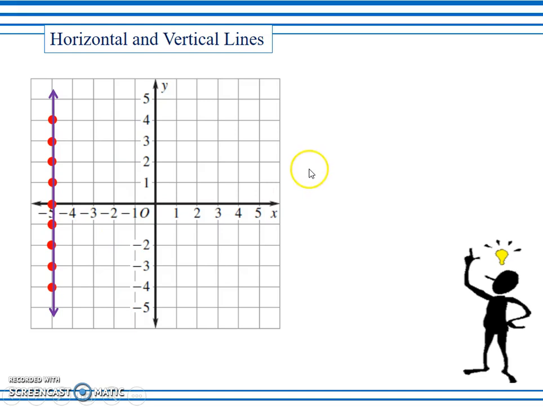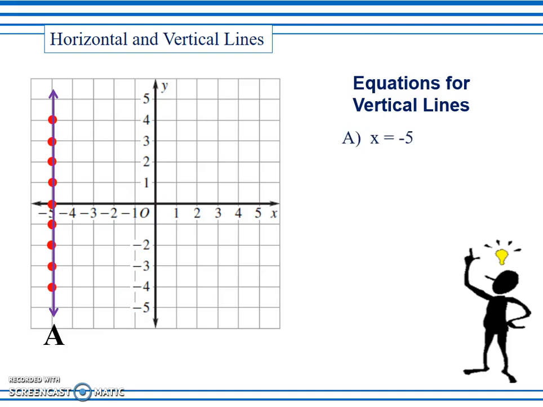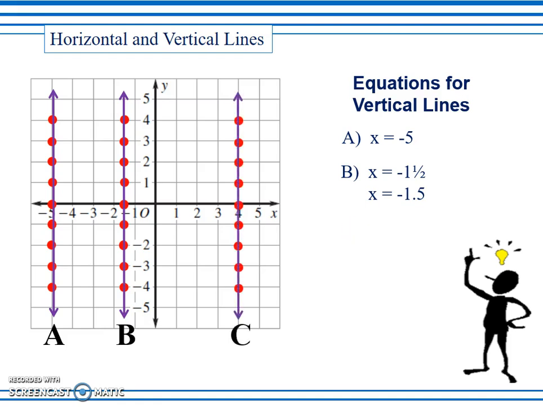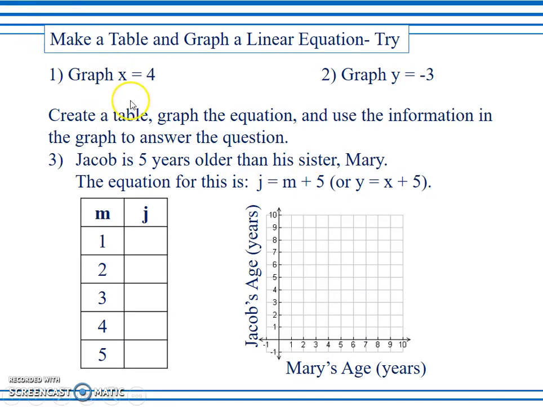Now what would this line be called? Line A would be x equals negative 5. What would line B be? X equals negative 1.5. And line C, x equals 4.